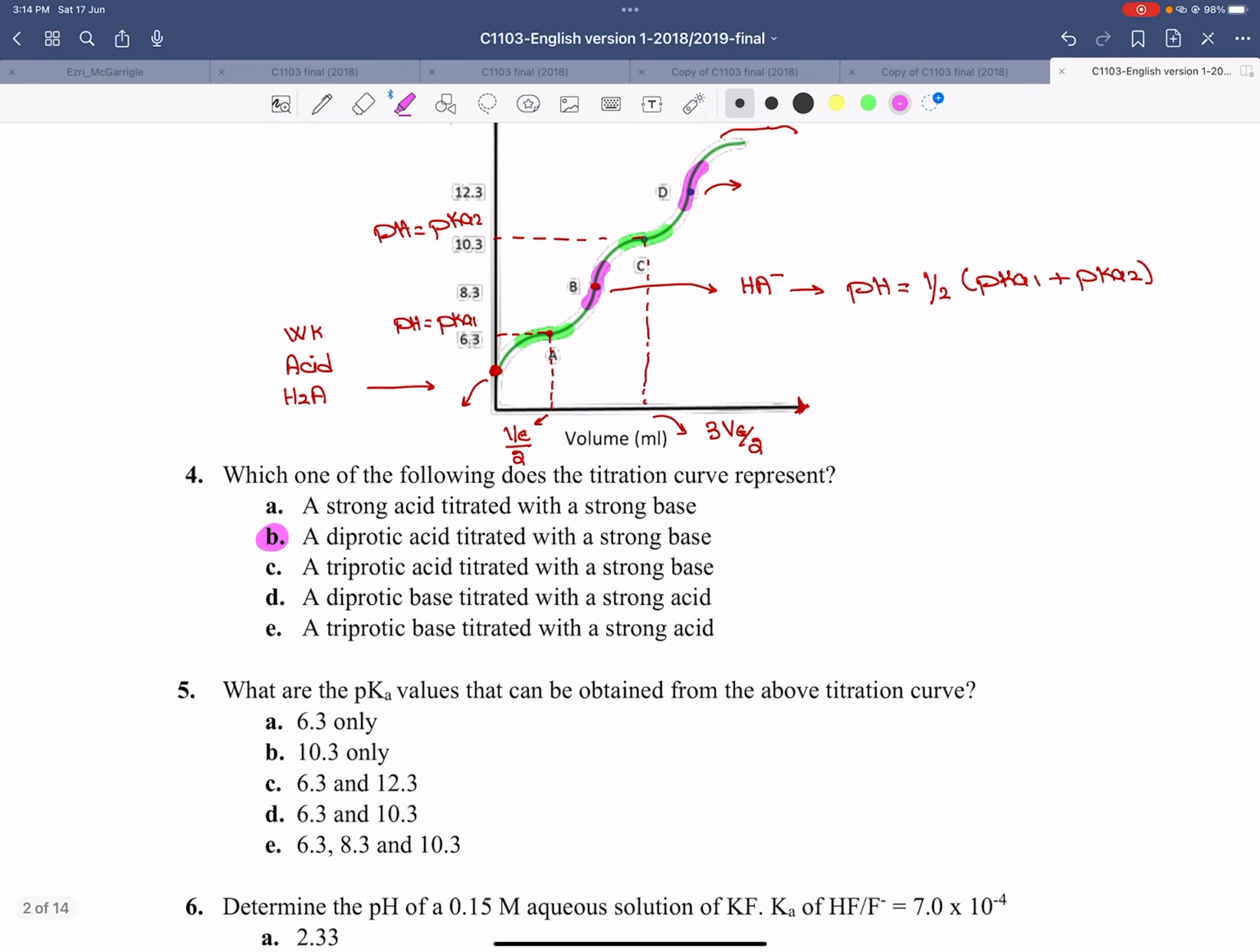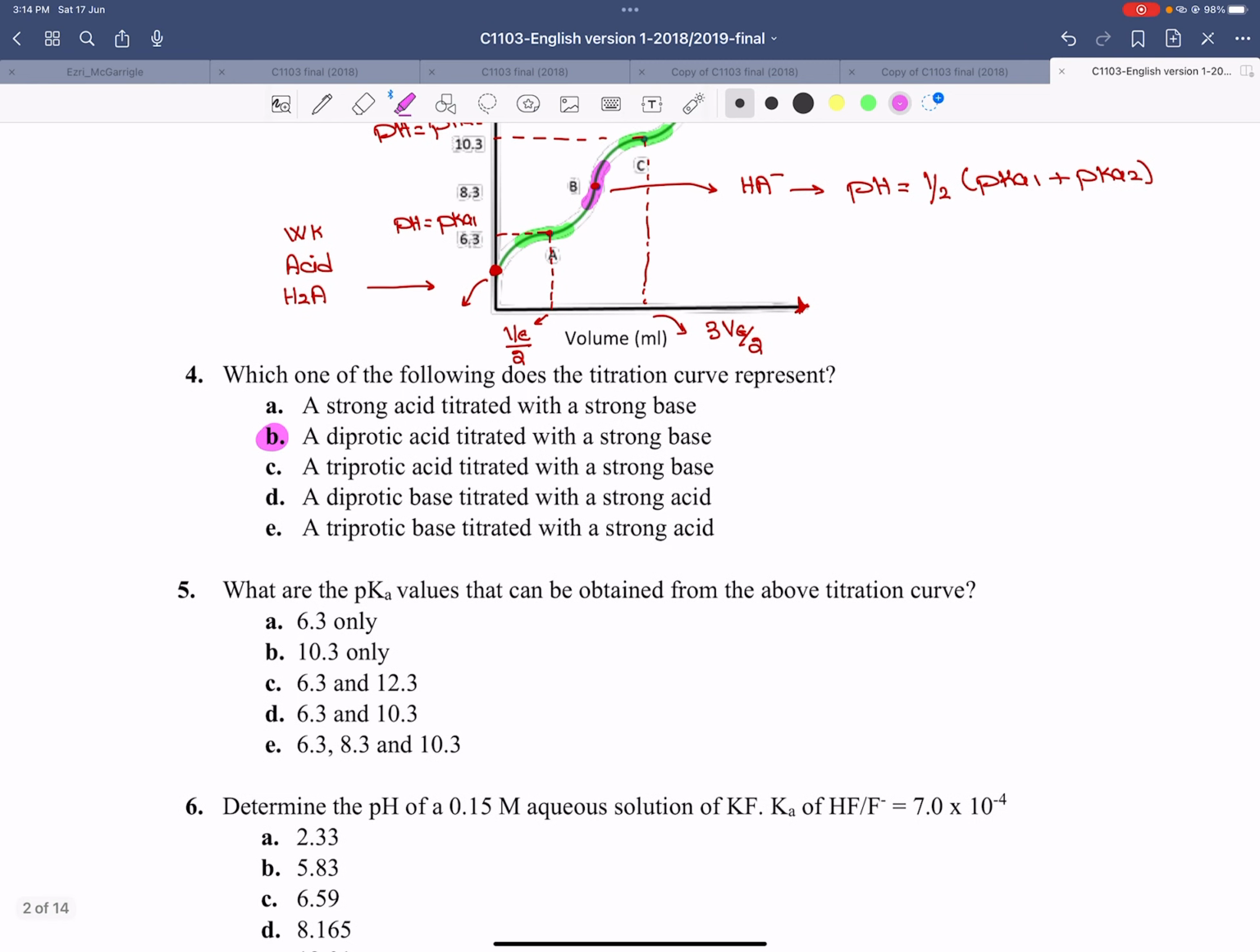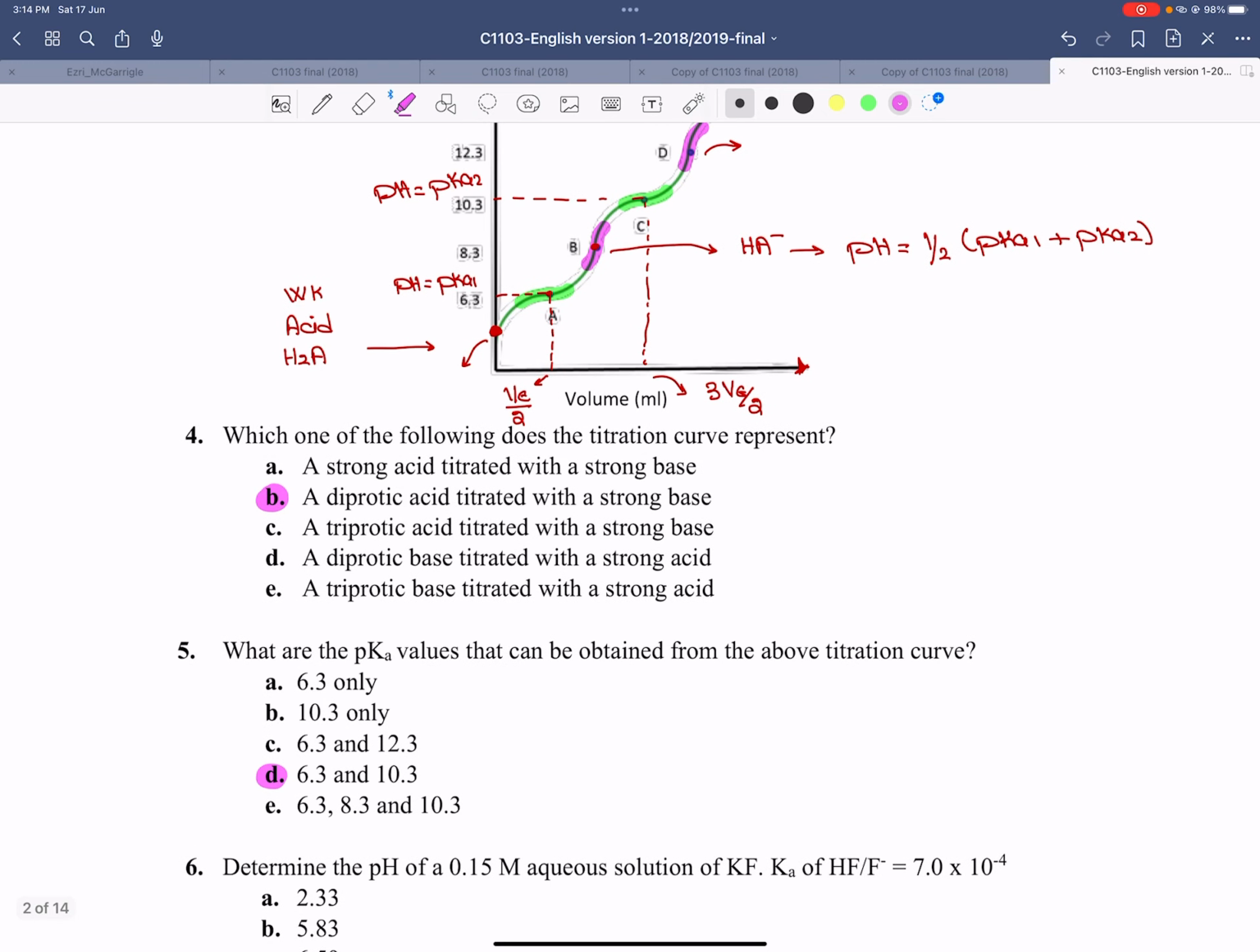What are the pKa values that can be obtained from the above titration curve? Very simple. I know the first pKa, which is pH equals pKa1, which is basically 6.3. And I know the second one, which is pH equals pKa2, which is 10.3. So it's 6.3 and 10.3. Where is that? There it is. 6.3 and 10.3. You don't need to segregate the titration curve as I did, but it's a good way to know how to formulate everything.